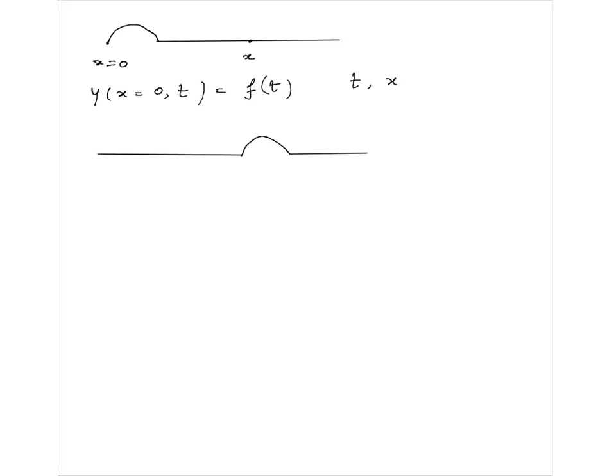Now let us say the disturbance is traveling to the right with a constant speed v. Constant speed v. This is not a bad approximation. Generally sound travels with constant speed under given conditions. Light travels with constant speed under given conditions. So the speed of the disturbance is v. It has nothing to do with the speed of the particles.